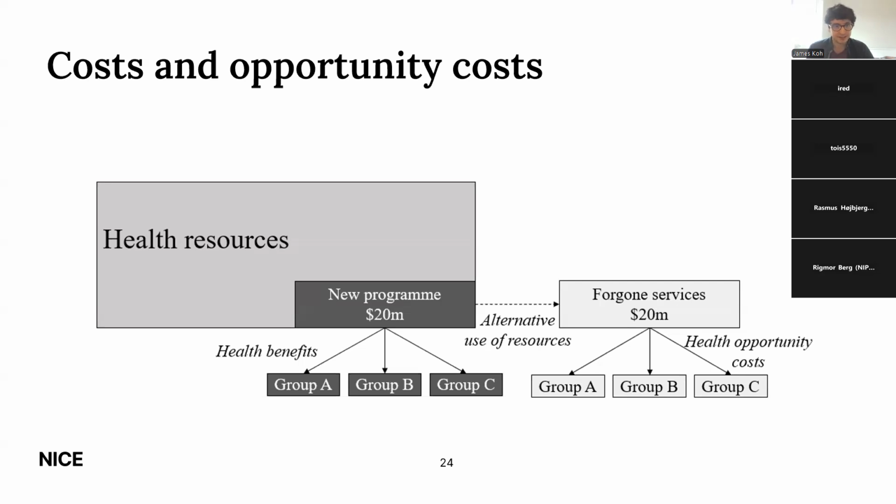But then we also have these $20 million of foregone services that are now being used to fund this new technology. And we want to reflect the fact that those foregone services also have a distribution between these types of groups. So there'll be high income patients in this population, low income patients in this population, and figuring out exactly how the distribution of those opportunity costs is, is a really, really difficult methodological problem.